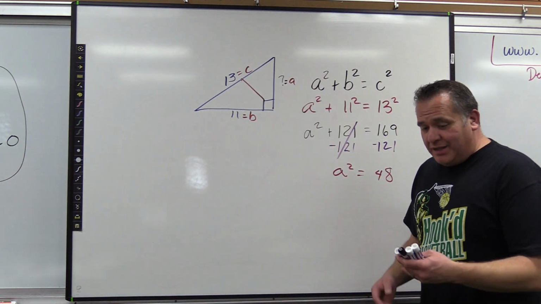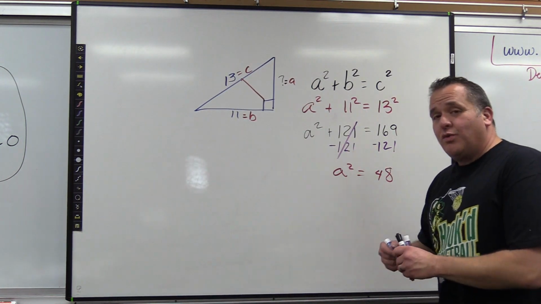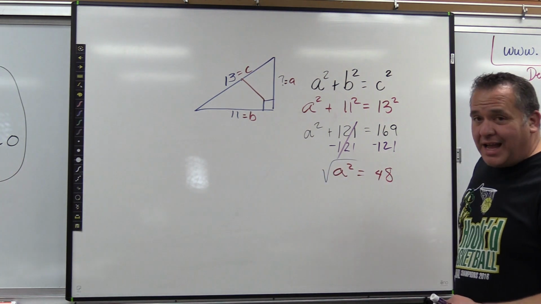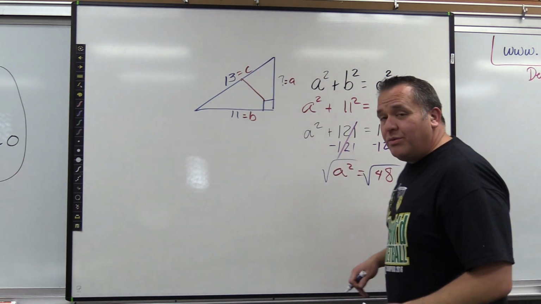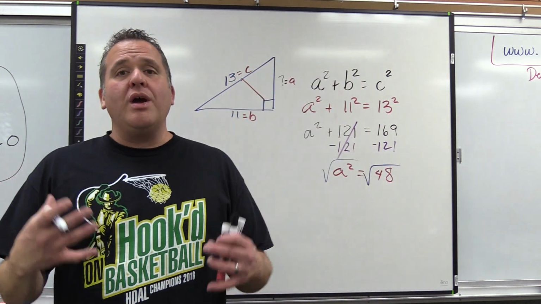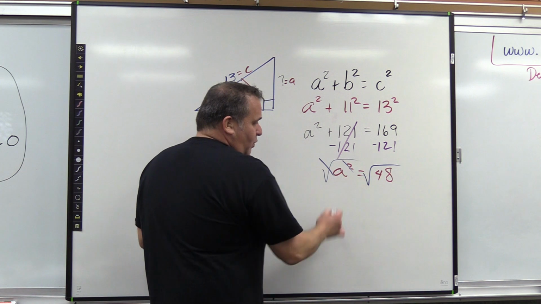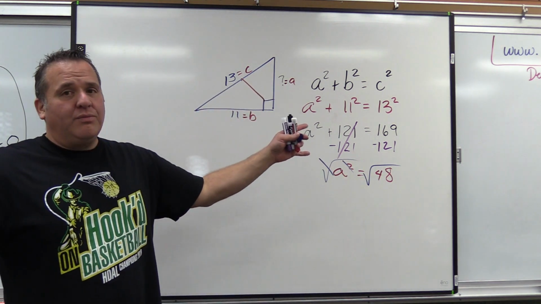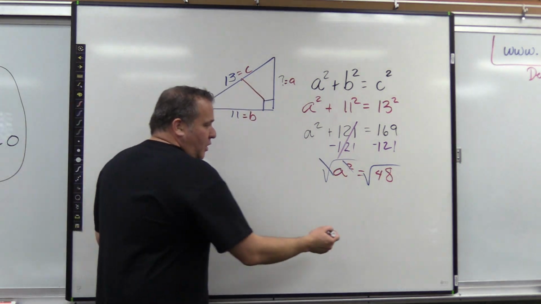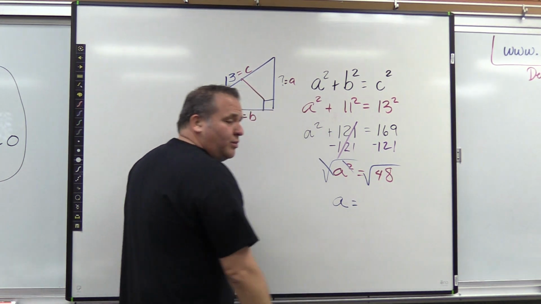Square root. Right? So what we're going to do is take this A squared and square root this side, and square root this side. So we have to square root both sides, and when we do this, the square and the square root are going to cancel out, leaving us with A is equal to.